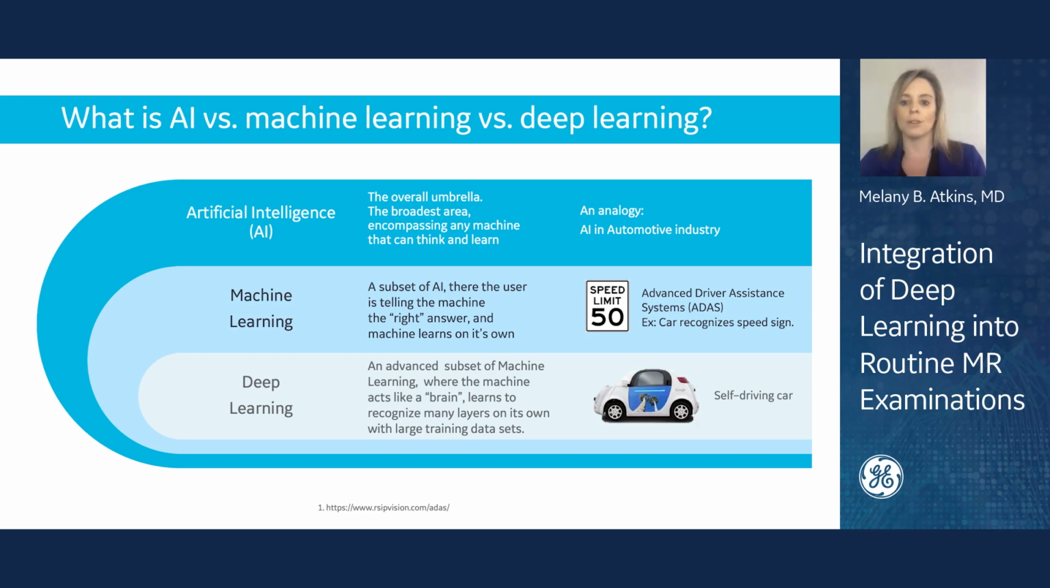And so I like to use the analogy of AI in the automotive industry, where the automotive industry would be the overall umbrella, or the AI, and the machine learning example would be the advanced driver assistance system, which recognizes the speed limit sign as you're driving down the highway, and it also knows what speed you're driving and alerts you that you're speeding, whereas the deep learning would really be the self-driving car.